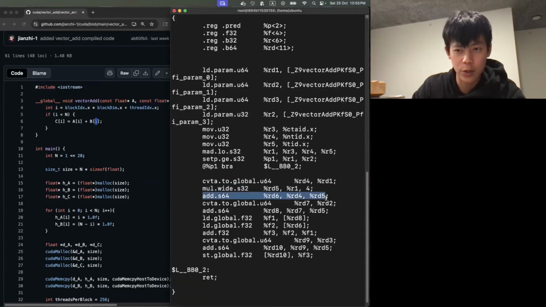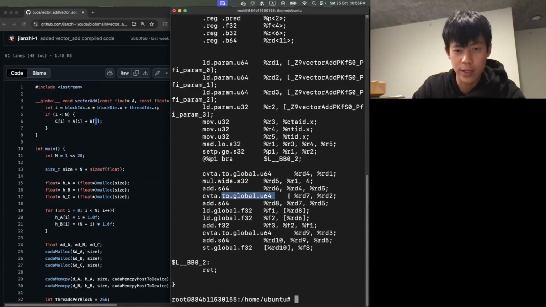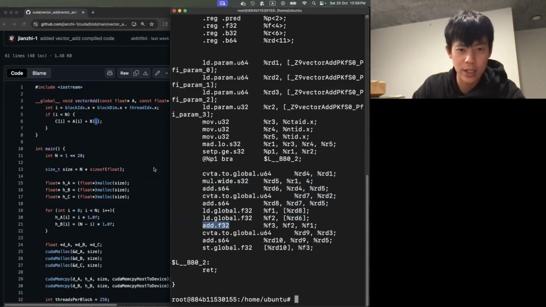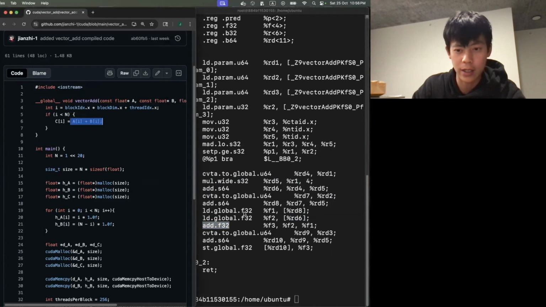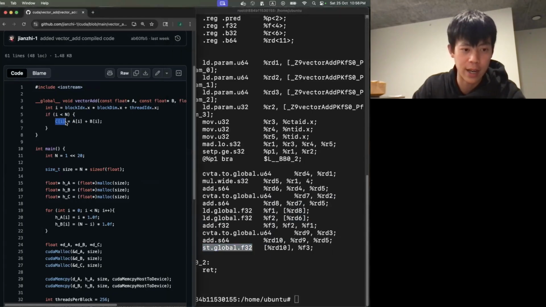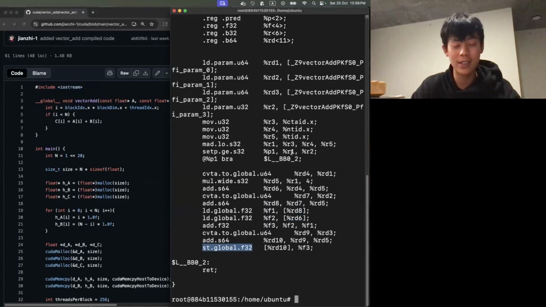We do an add to add it to the offset of A. We do the same for B. So basically, this gets AI and BI. And this final add is just adding AI and BI together. And finally, we need to find the address of C to store to, and we finally store to the global memory, F32, to the address of CI. Yeah, I think reviewing this is very interesting.